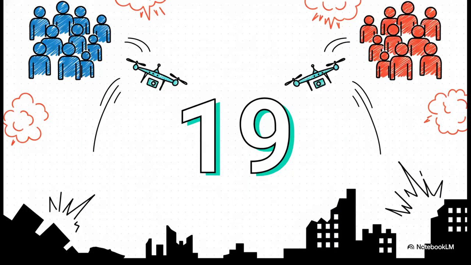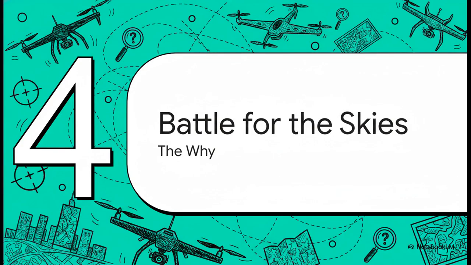And this isn't some new skirmish. At the time we're looking at this, these two forces have been locked in a really brutal civil war for about 19 months, and it's just been tearing the country apart. All right, so now we know who's fighting. That lets us dig into the why. Why this strike? Why the city? What's the strategy behind it all?